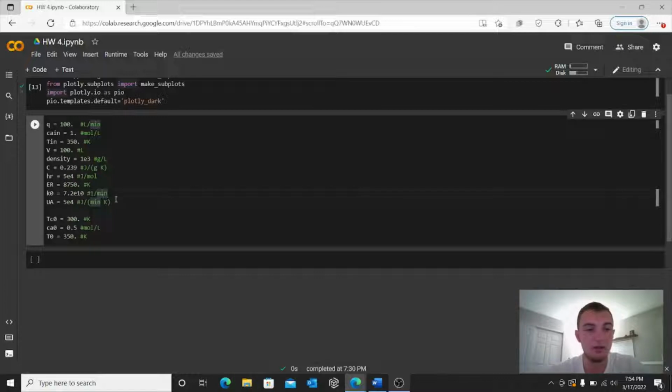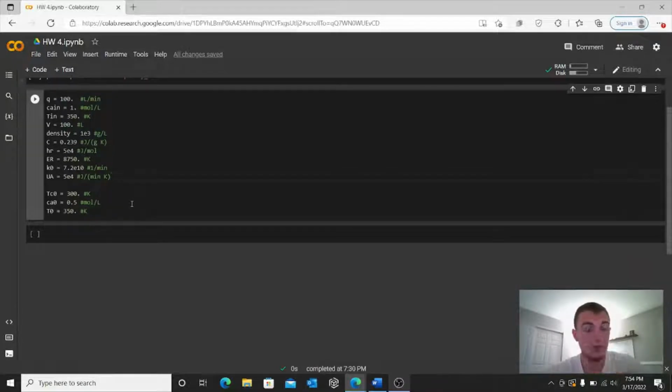This UA here, if you'll remember, is the transfer of heat between our reactor and the coolant times the area, so UA. And down here, lastly, we have our three initial conditions: the temperature of the coolant initially, the concentration of A initially, and the temperature of our contents initially.